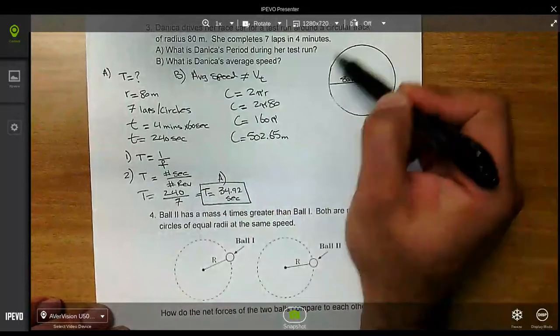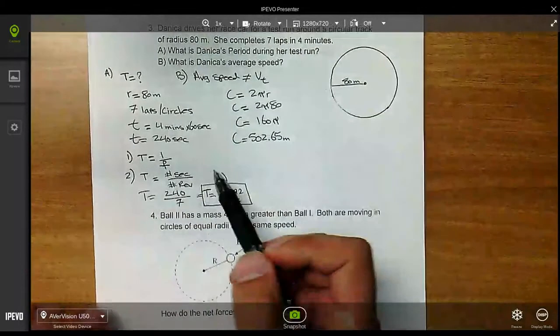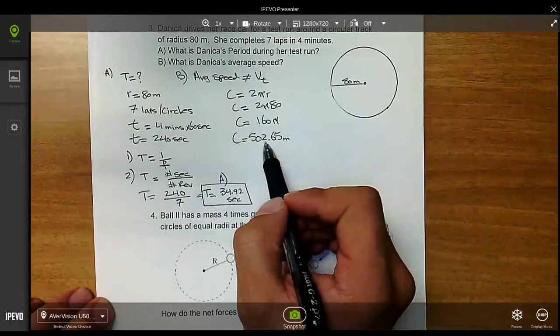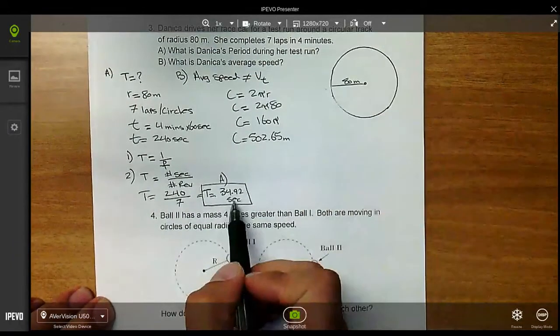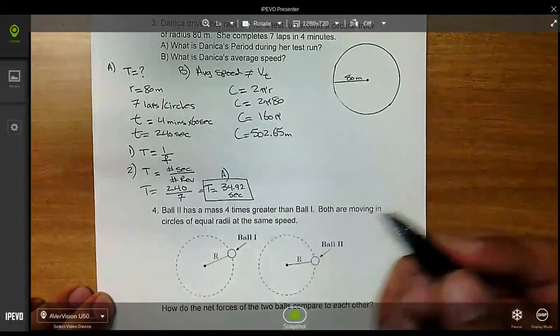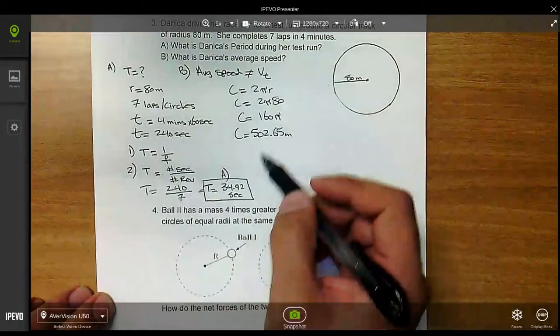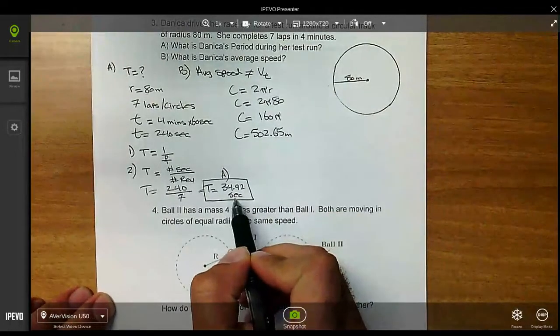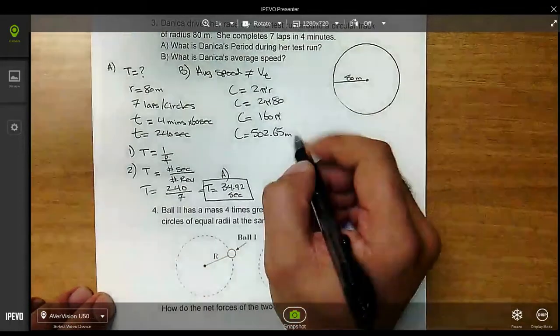And that would give us her total distance. However, the question is asking for her average speed. Well, we know that this is the distance for one lap, and we also know that this is the time that it takes to complete one lap as well. So it goes back to v equals d over t, distance over time. In this case, this is our distance, this is our time for one lap.